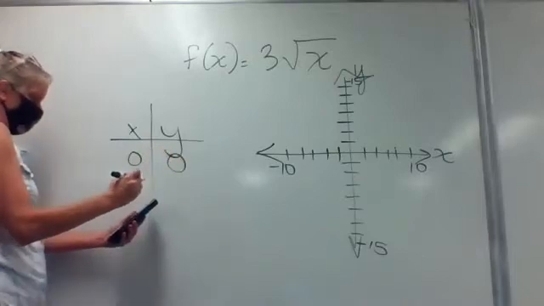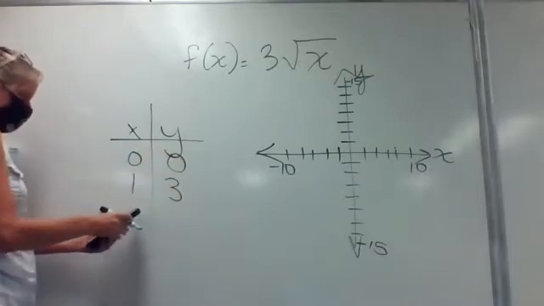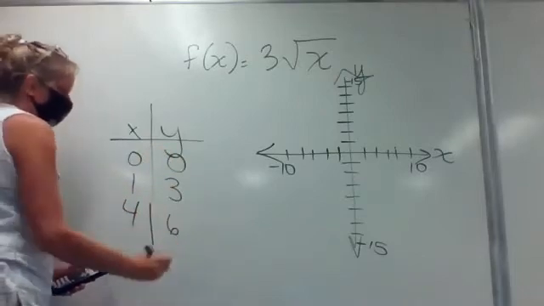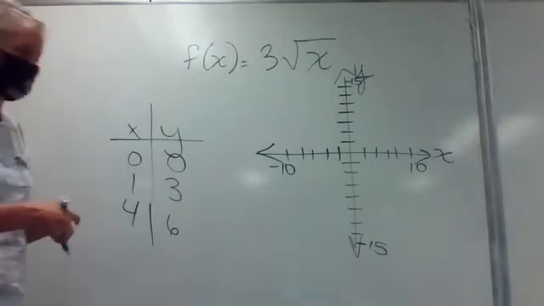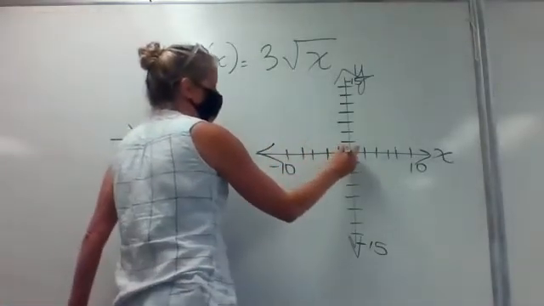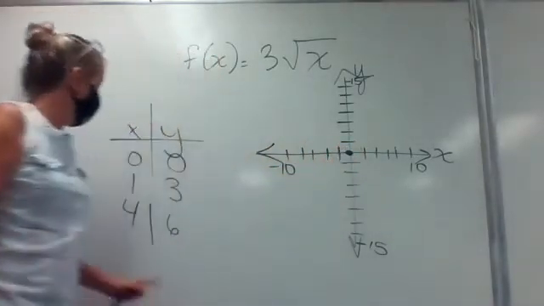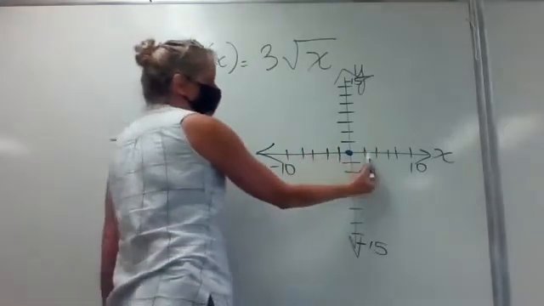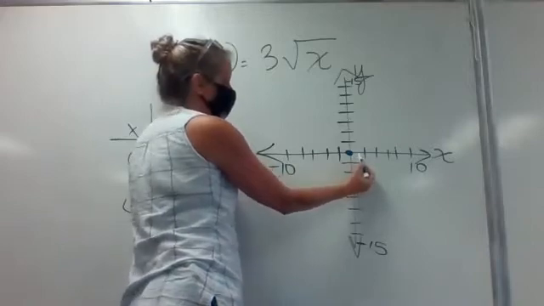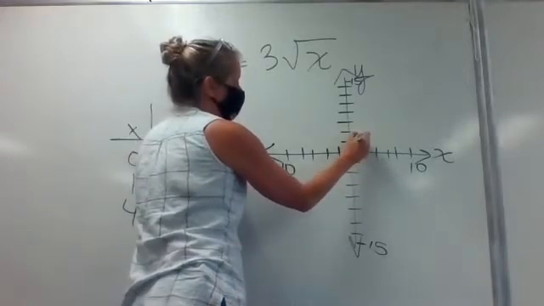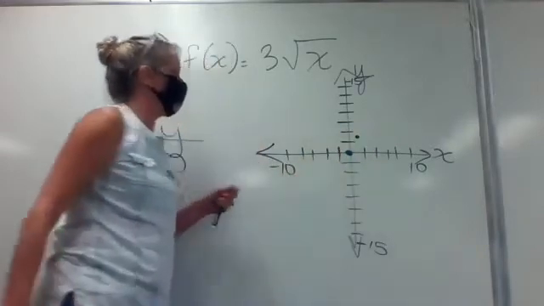0, 0 is where it starts. 1, 3, 4, 6. I'll plot those 3 points. 0, 0. Now, 1, 3. Remember, this is not 1. That's 2 on their graph, right? So 1 and then up 3, which is in between the 2 and the 4.